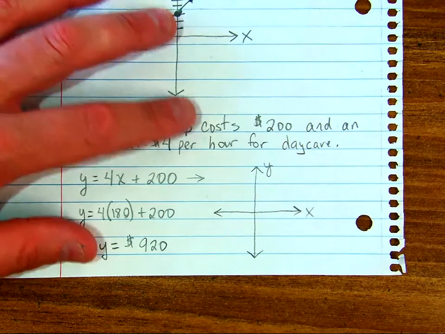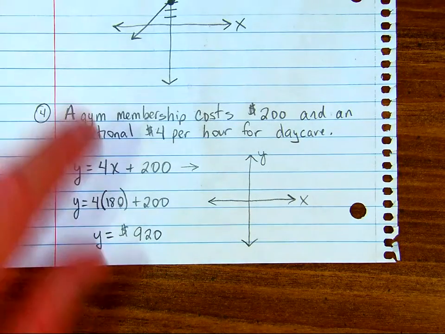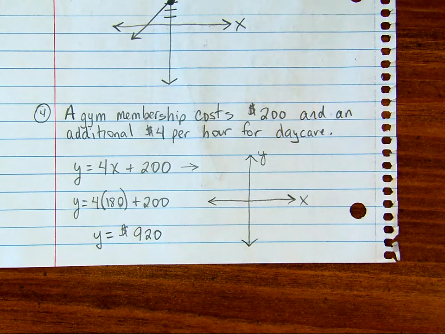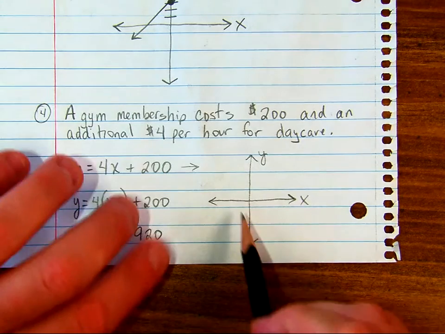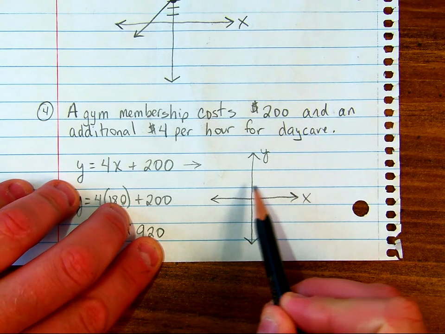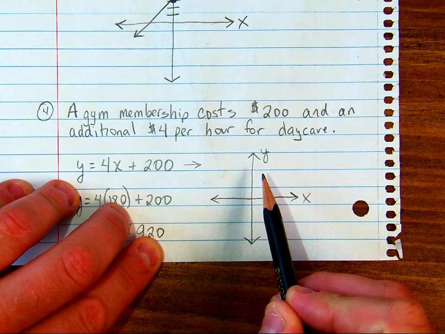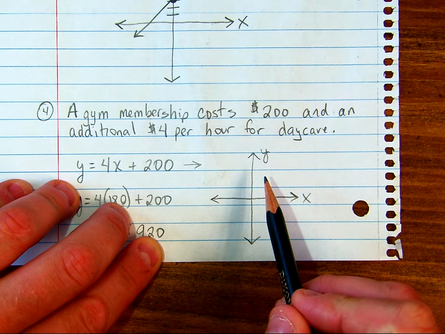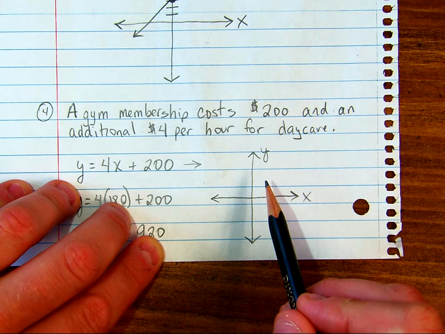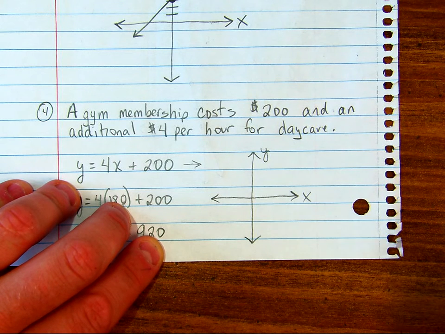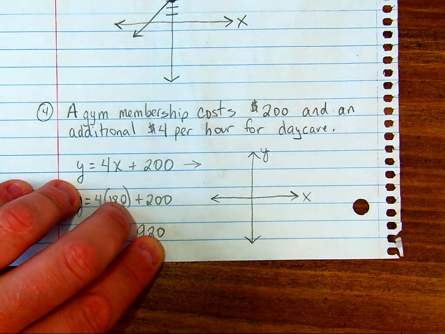For number 4, what's the y-intercept? What's the y-intercept in number 4, Maddie? $200. So am I going to sit here and go 1, 2, 3, 4, 5, 6, 7, 8, 9, 10, 11, 12? What am I going to count by? I could count by tens. I could count by hundreds. I could count by 50s. I could count by 5s. I could count by 200s. I could count by 2s.